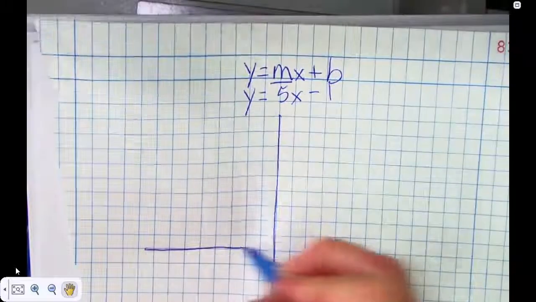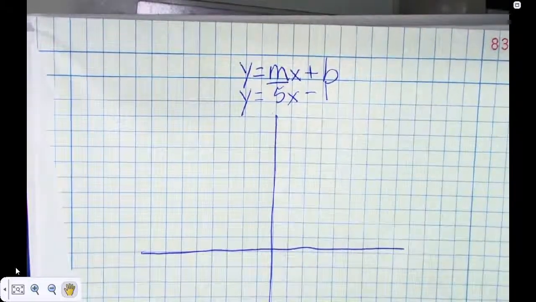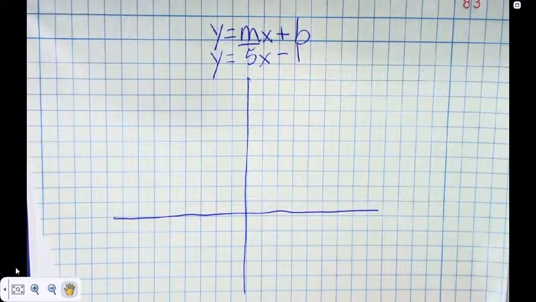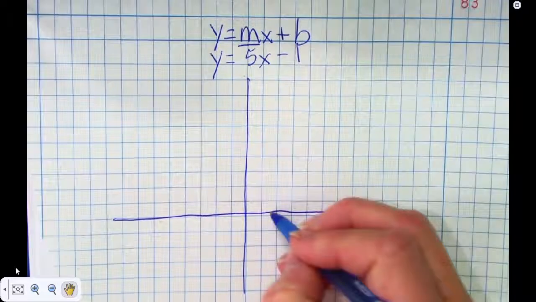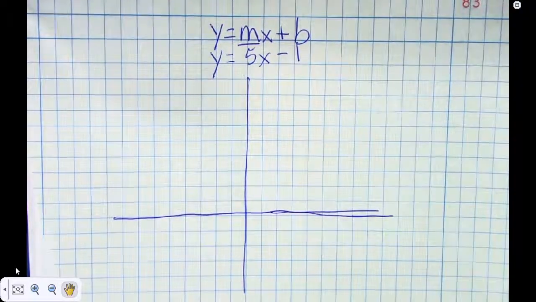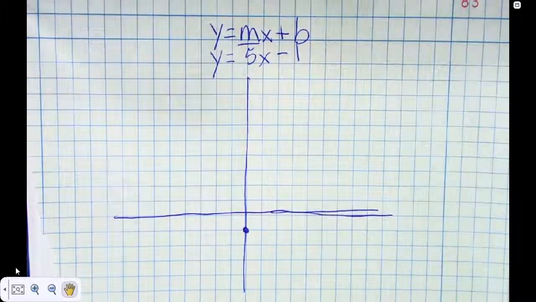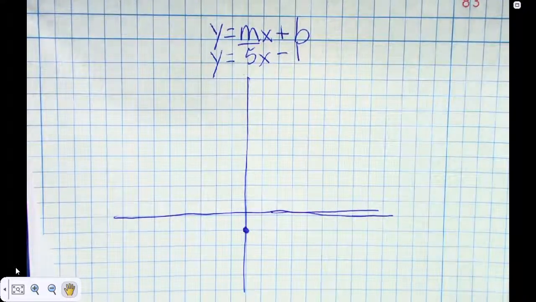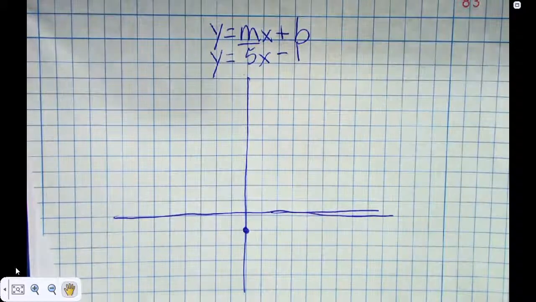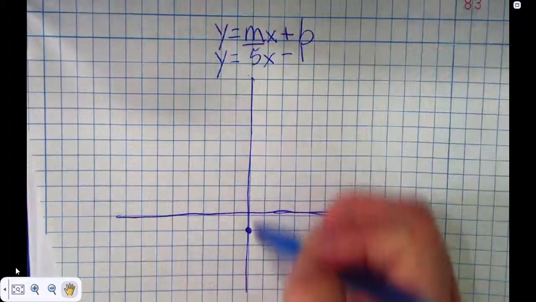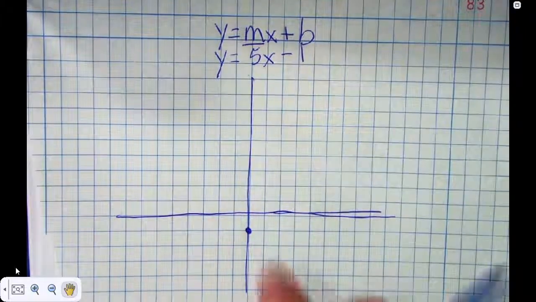You're not drawing a line. I'm having to draw my grid. Okay, where are we going to start? Somebody tell them. We're going to start at 5. No, we are not. We're going to start at -1. Why are we starting at -1? That's the y-intercept. So we're going to start at -1 on the y-axis. Here's the y.